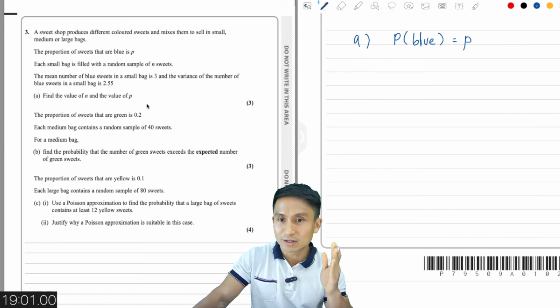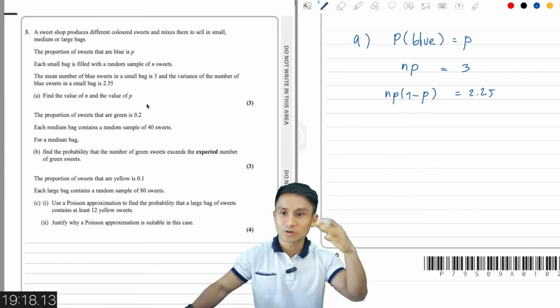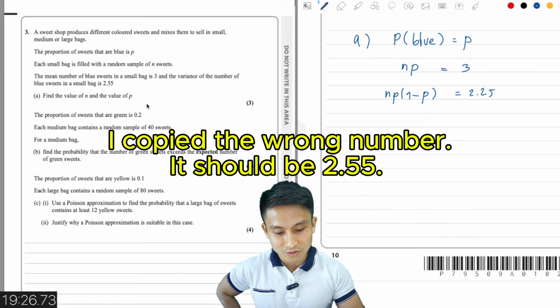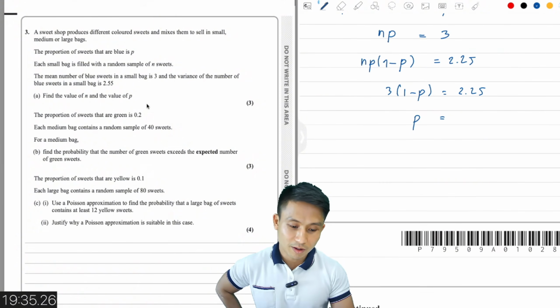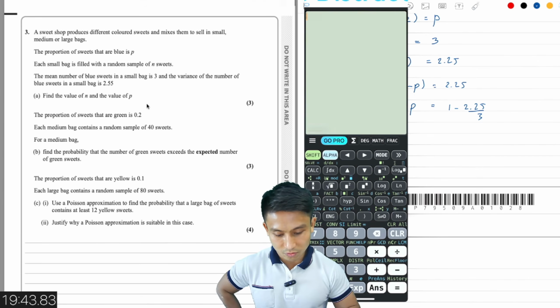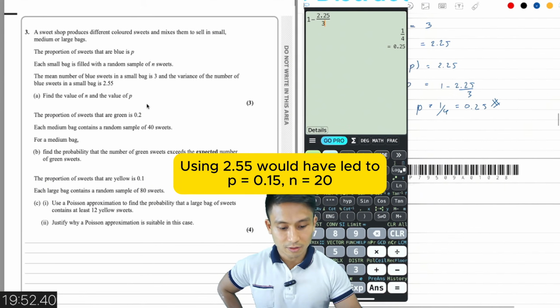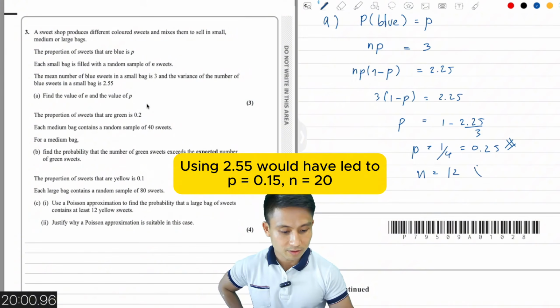Each small bag is filled with a random sample of n sweets. The mean number of blue sweets is basically n times p, yeah, is 3. And the variance is n times p, 1 minus p, right? That would be 2.25. So those two pieces of information will lead to these two equations, and we just want to solve. Now, if you plug 3 in here, it would be easier to solve. So I'm just going to write 3 times 1 minus p is 2.25, right? So that means p is equal to 1 minus 2.25 divided by 3 if you solve the equation. So p is 1 over 4, or 0.25. Oh, and n is then, if we plug 1 over 4 into this, we get n equals 12, right? Yeah, that's it.